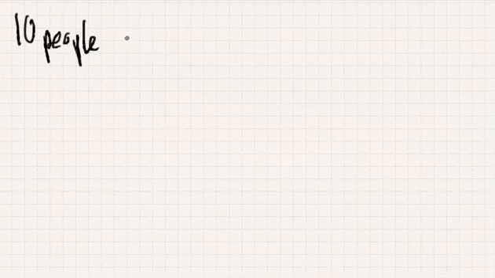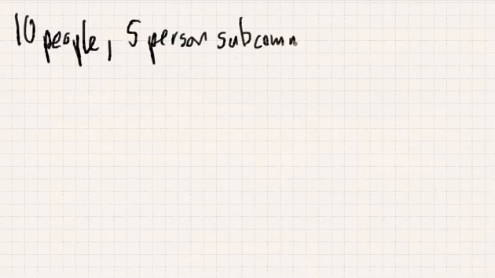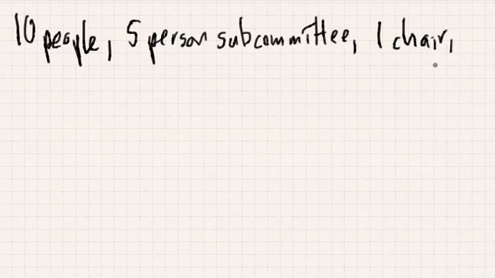Alright, so let's remember what this last example was. We were looking at a committee of 10 people, and we were looking for a 5-person subcommittee. And there's going to be one chairperson and one secretary. So how could I solve this?